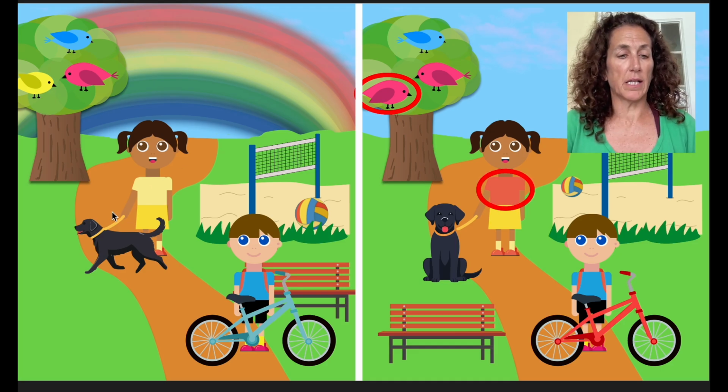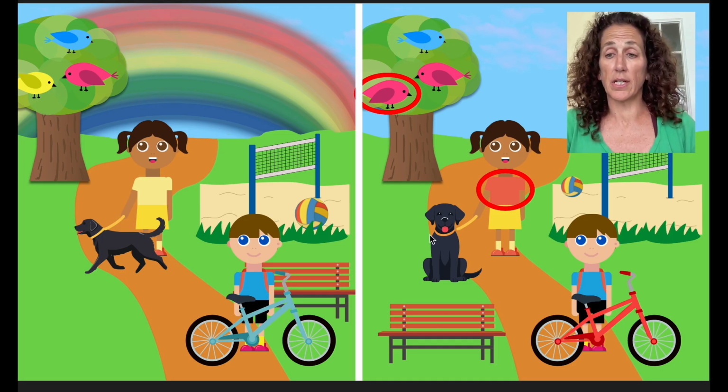In the picture on the left, the dog is walking. In the picture on the right, the dog is sitting. So that is the 3rd difference.